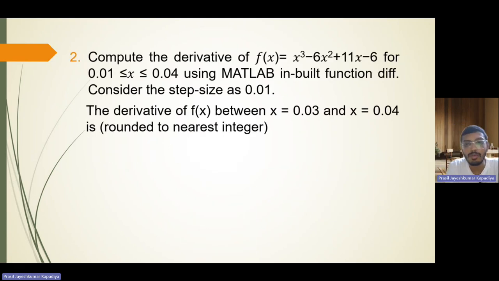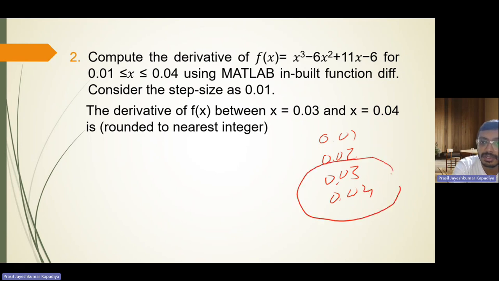Compute the derivative of f of x is equal to x cube minus 6x square plus 11x minus 6. Range of x is given 0.01 to 0.04, using MATLAB inbuilt function diff. This we will see. Consider the step size as 0.01. So we are going to move from 0.01, 0.02, 0.03 and 0.04, and we are supposed to find derivative between these two values. So we will use diff inbuilt MATLAB function.